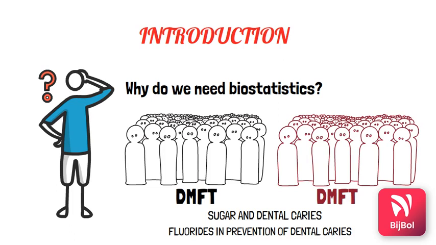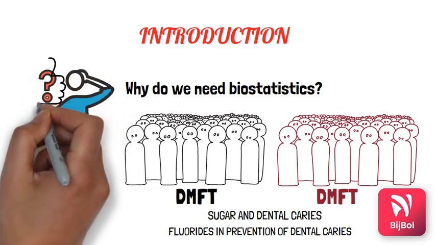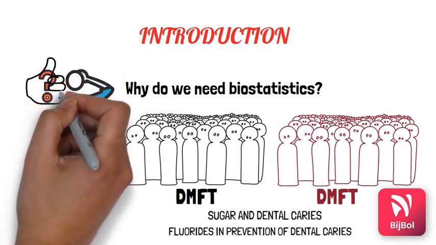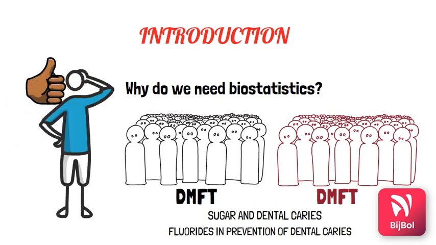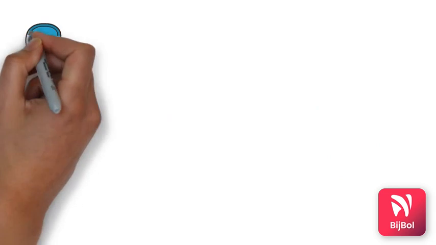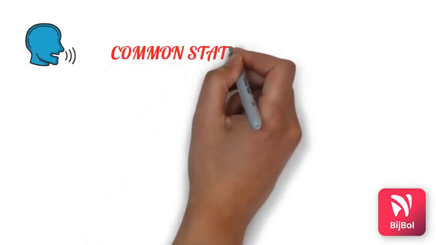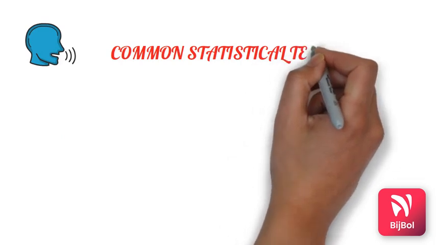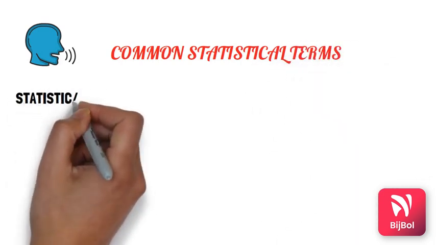So for everything in the science field, to find the cause and to make comparisons and to know the importance of the variable, this biostatistics is important. So that is why we need to know about it. Now let us see the various common terms which we may come across during this entire topic. So we must be well versed with these terms.